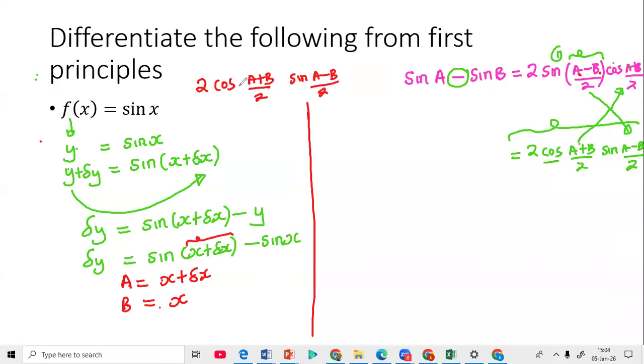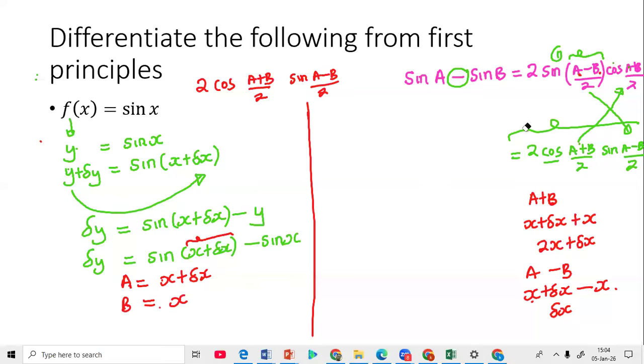So we are going to substitute. A, we put this. B, we put that. Alternatively, I can first do it here. A plus B: my A was x plus change in x, my B was x. So when I add, I'll have 2x plus small change in x. Then for A minus B, our A is x plus small change in x, minus B, which is x. You notice that x minus x is 0, so you remain with change in x. That is just side work.